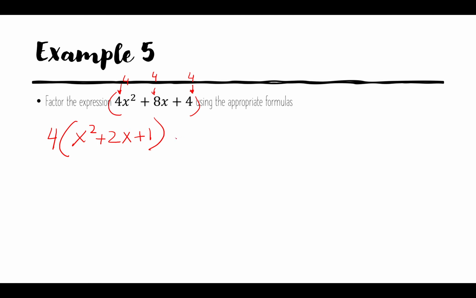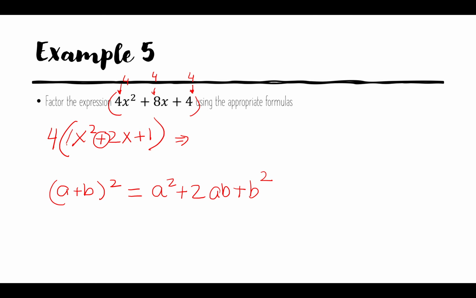And from here, since the middle term has a plus sign, we can see that this is the square of sum formula. Our square of sum formula is a plus b squared is equal to a squared plus 2ab plus b squared.